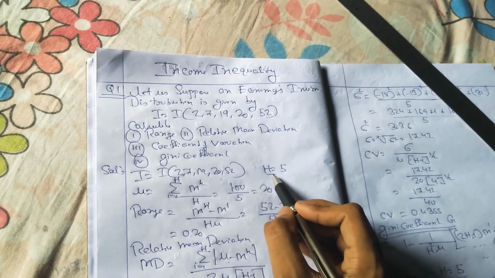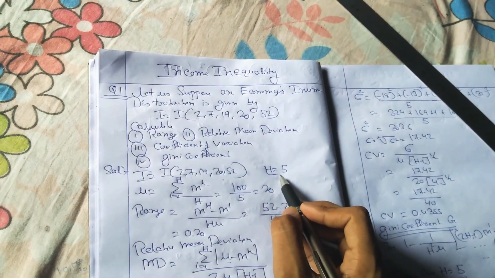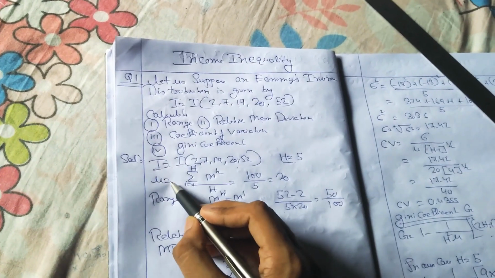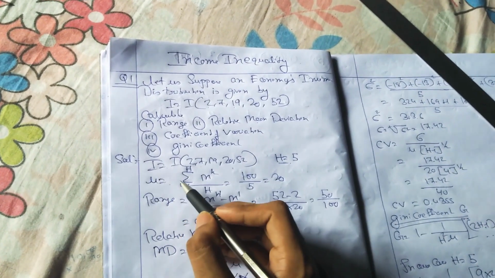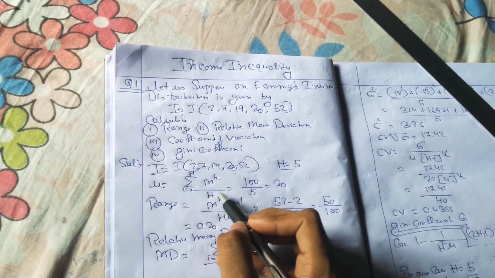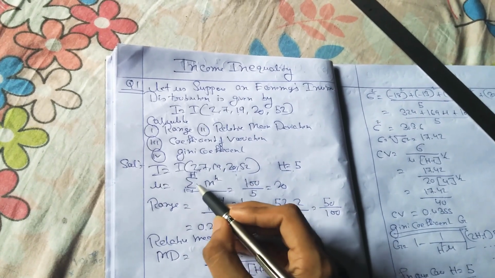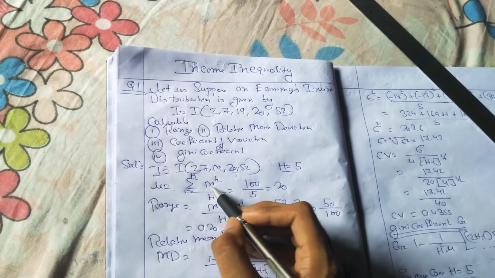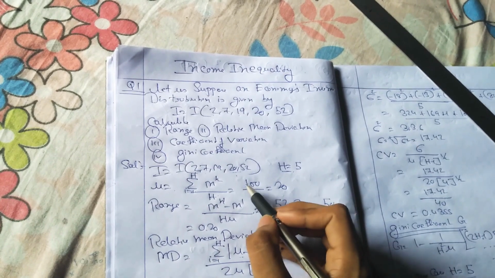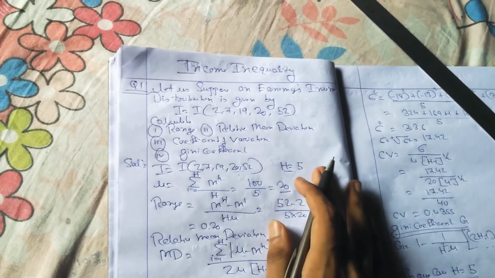H will denote the number of households, which in our case is 5. H is equal to 5. First step, you have to calculate the mean income. Mean income is simply the total income of all the households divided by the total number of households. Total income is the summation of I from 1 to H of m_i. Total income is 100, so 100 by 5, the mean income is 20.